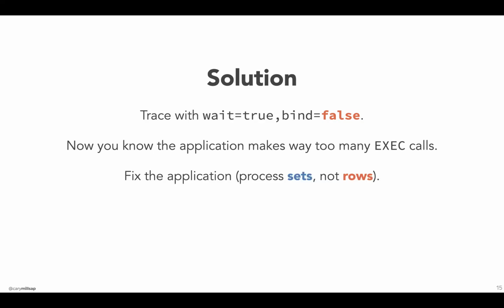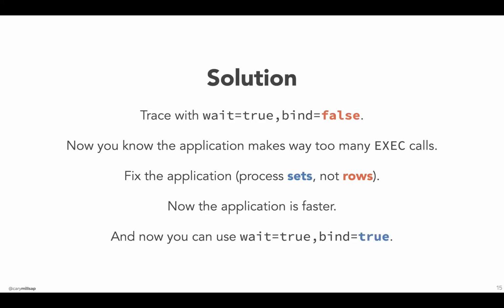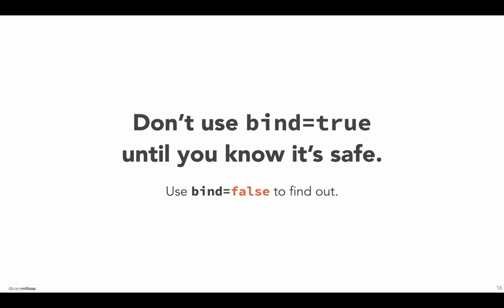Then you fix the application to process sets, not rows. And now the application's faster, and now the application is traceable with bind equal true. If you use bind equal true now, you're not going to have the horrific measurement intrusion overhead, because now you don't have the horrific number of execute calls. So bottom line, don't use bind equal true until you know it's safe. Use bind equal false to find out.